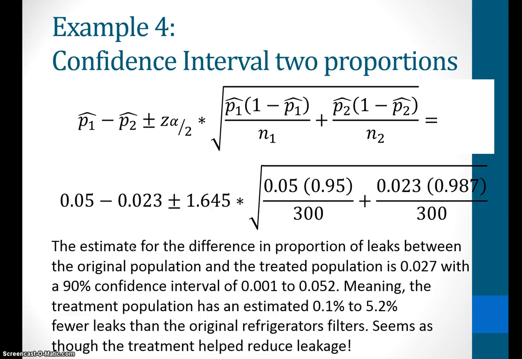The estimate for the difference in proportion of leaks between the original population and the treated population is 0.027 with a 90% confidence interval of 0.001 to 0.052, meaning the treatment population has an estimated 0.1% to 5.2% fewer leaks than the original refrigerator filters. It seems as though the treatment helped reduce the leakage.